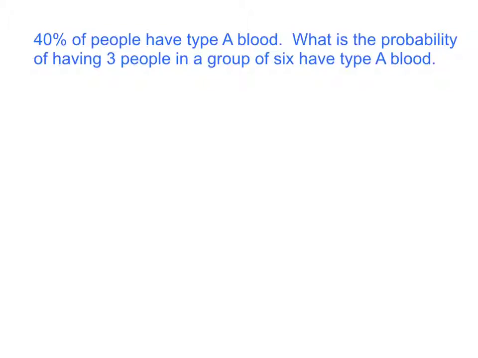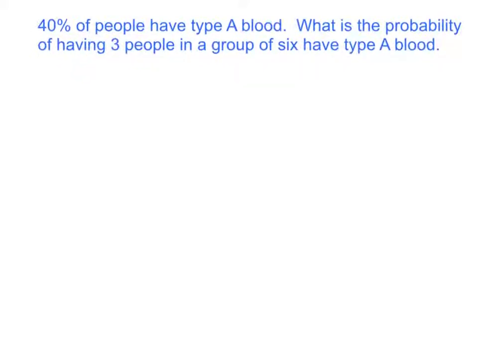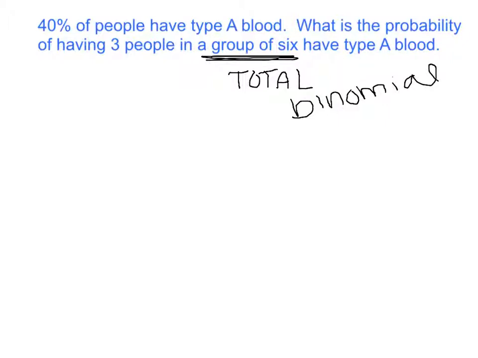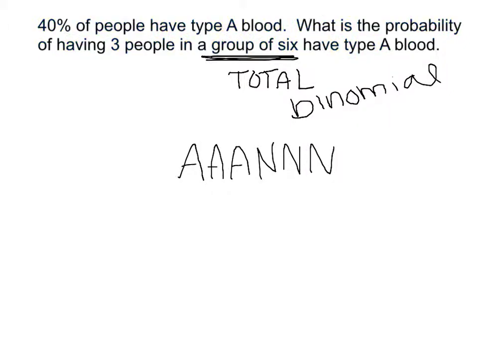So this next problem, what you need to focus on is that it says there's a group of 6. As soon as you see that there's some kind of a total, so we're talking about 3 people out of a total of 6, that's like the secret code that tells you that this is a problem that you can use a binomial function for. So if I were to just think about this as a geometric problem, 3 people in a group of 6 having type A, that would be type A, type A, type A, not type A, not type A, not type A.